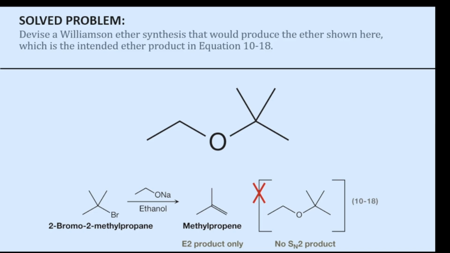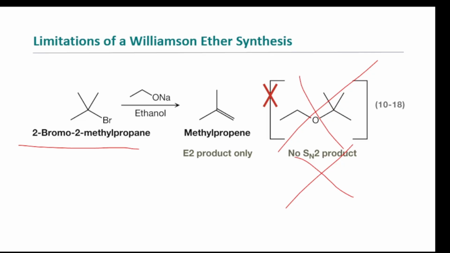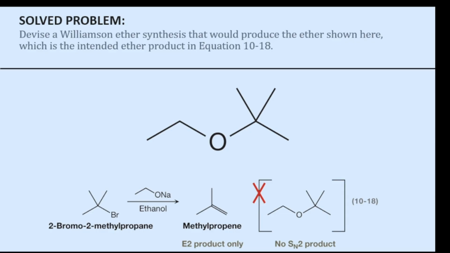Okay, so let's devise a Williamson ether synthesis that would produce the ether shown here. This is that intended product from that previous slide. Is there a way we could do the Williamson ether synthesis rather than a condensation? Is there a small change we could make which would make this Williamson ether synthesis give us the desired product?